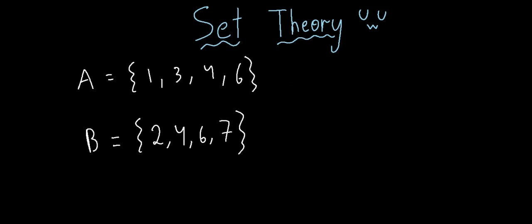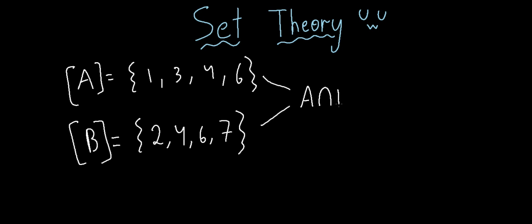So in this first part we will learn about intersection. Now the question may be asked, what is the intersection of set A and set B? The answer will simply be: A intersection B is equal to 4 and 6.